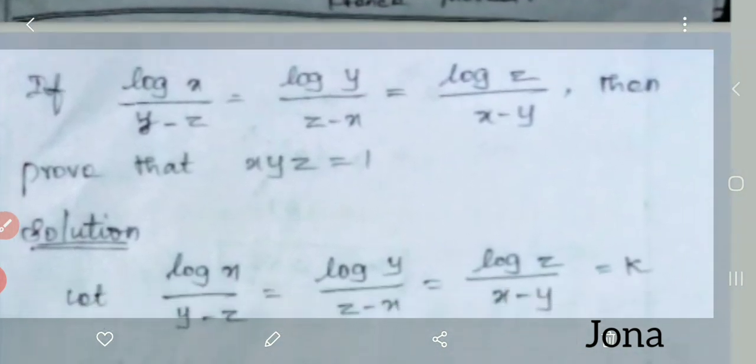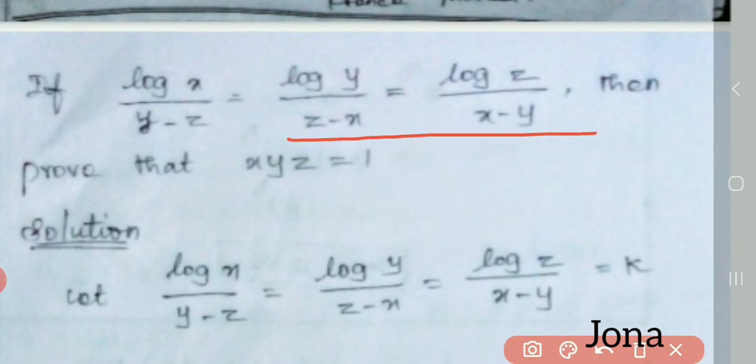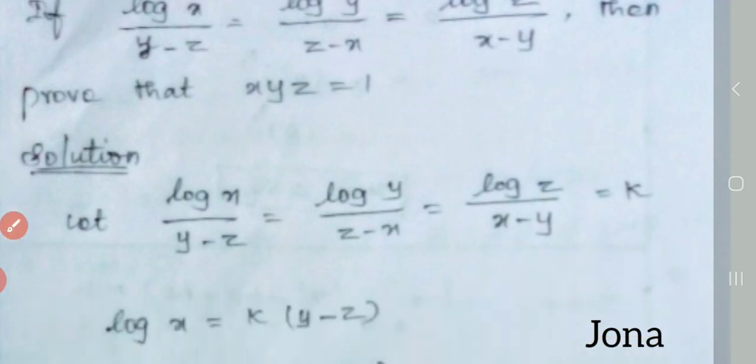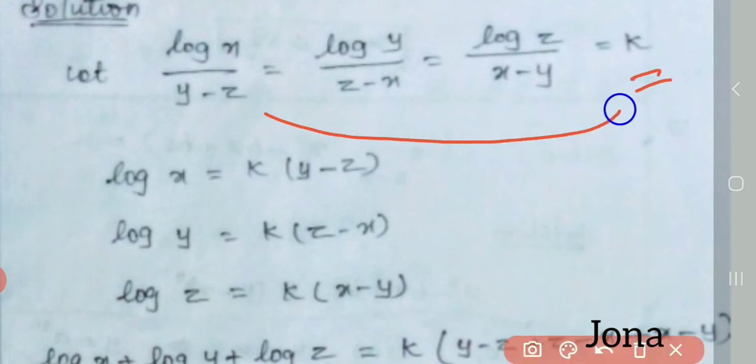Tenth problem. If log x by y minus z equal to log y by z minus x equal to log z by x minus y, then prove that x y z equal to 1. Let me take the left hand side and equate it to a constant k. So each and everything I can equate now.